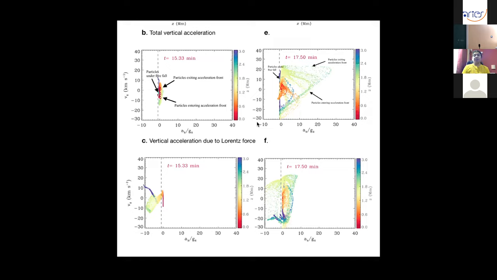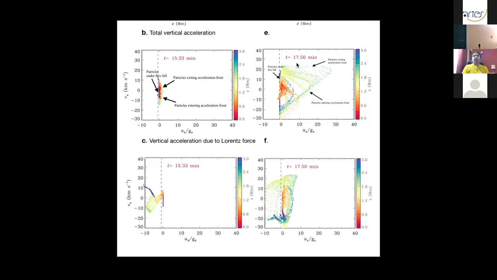So this one corresponds to the top of the granule where the kicks were stronger, and the granules were basically breathing up and down. Whereas on the left-hand side, you have the downflow lane squeezing. So here you see the triangle is much smaller, but it is the same mechanism, particles entering the front on the lower side, exiting the front on the top side, and the vertical part is the particles under free fall. Now here, this is basically the phase space of the total vertical acceleration. However, if I only look at the vertical acceleration due to the Lorentz force, what I get is that the Lorentz force does play a role, but it is not the dominant one, right?